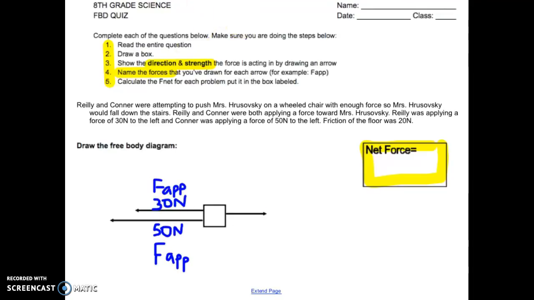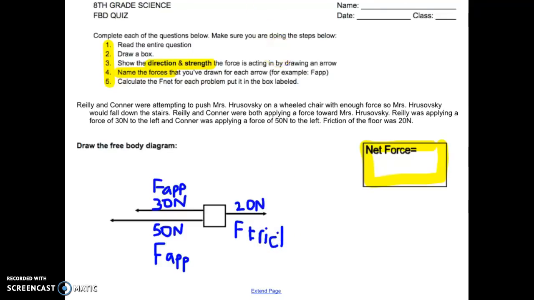And then same idea that I did with the other ones, I'm going to go ahead and label it with the amount of force, which is 20, and then I'm going to label it with the type of force, which is friction. And that is not neat. I'm sorry.